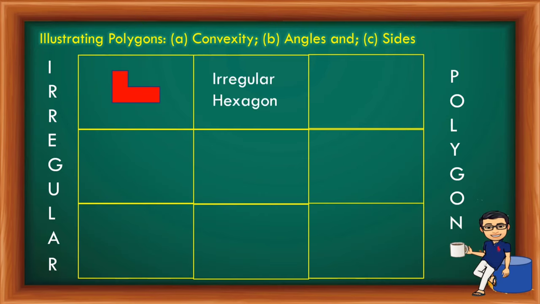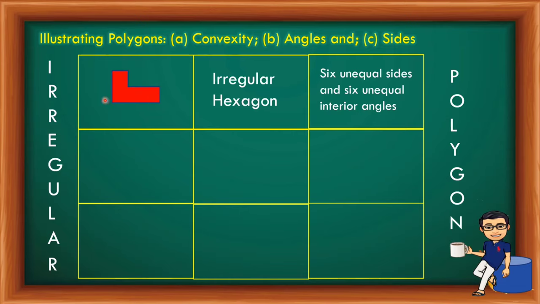Let's have the next. Irregular hexagon. So, hexagon yan kasi 6 ang side. 1, 2, 3, 4, 5, and 6. 6 unequal sides and 6 unequal interior angles. So ito yun. 1, 2, 3, 4, 5, 6. Magkakaiba ng sukat. At ito naman yung kanyang angle.